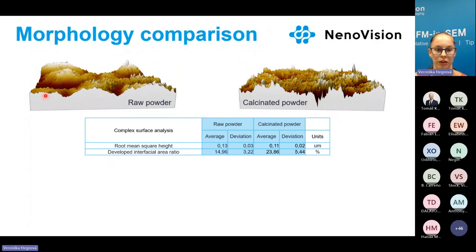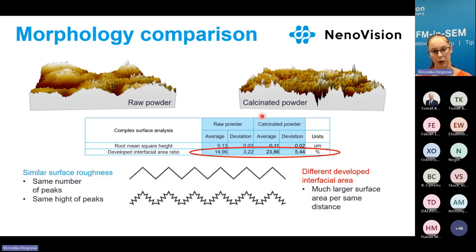Already from the graph or from the cross section, we can see that there are changes because the basic roughnesses seemed similar, but what we found out is very different as a developed interfacial ratio. It basically means that the macro roughness is the same, but the interfacial area is much larger. It has much larger surface per same distance.